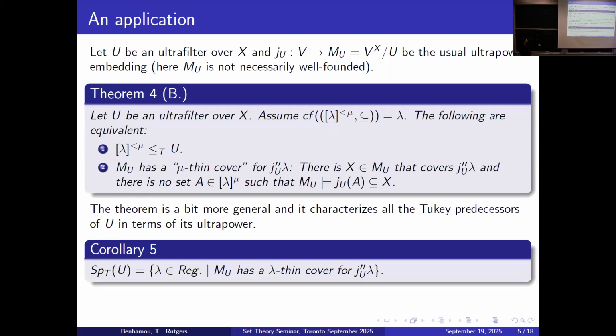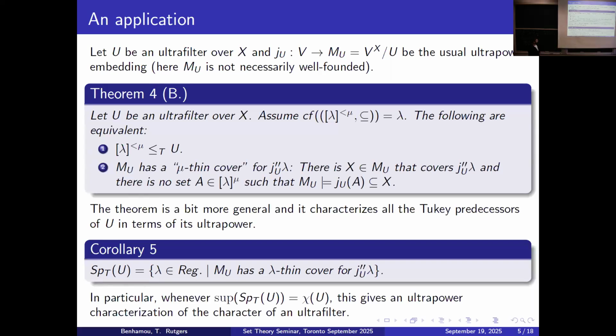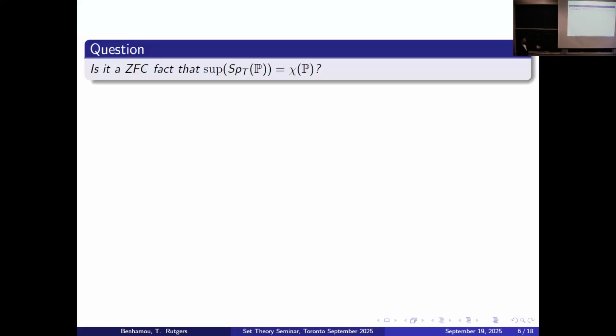So in particular, when we take lambda equals mu, this characterizes the 2k spectrum. The 2k spectrum is exactly all those lambda for which there is a lambda thin cover for the pointwise image of lambda in the ultrapower. If it were the case that the sup of the 2k spectrum of U is the character of U, then you would understand the character of U in terms of the ultrapower. But as I said, this is unclear. So the question is: is it a ZFC fact that you have equality? This is open.